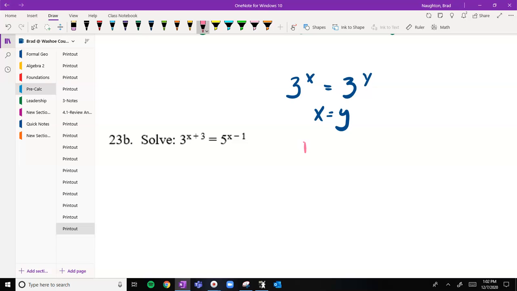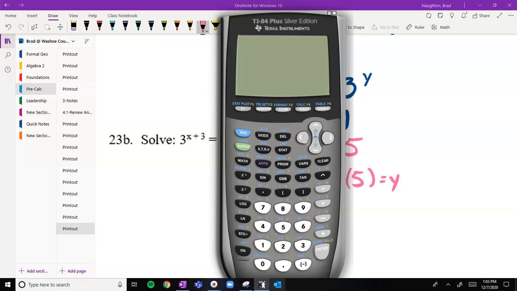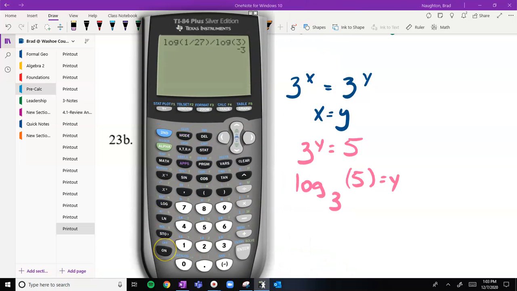So if I say, alrighty, 3 to the what power is going to give me 5? Because that's basically what I want to do. You always want to change the bigger number. So log base 3 of 5 is equal to y. So I don't have that number ready, so we're going to have to go ahead and find that.